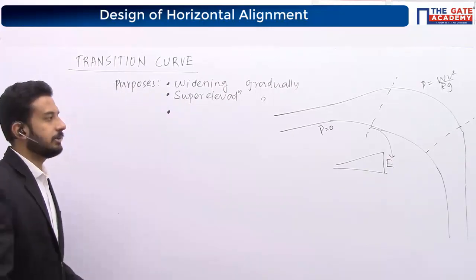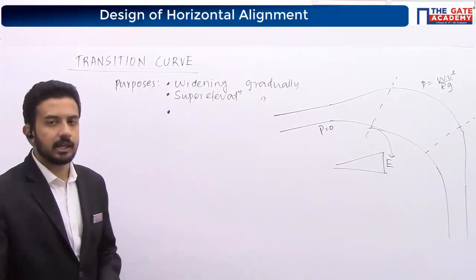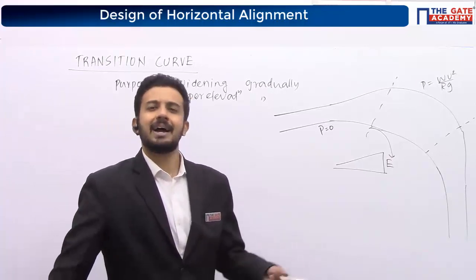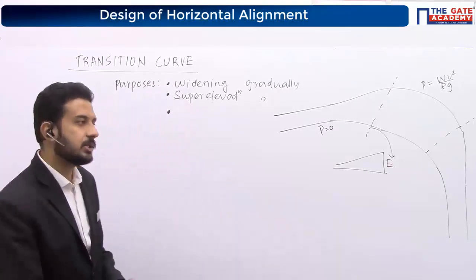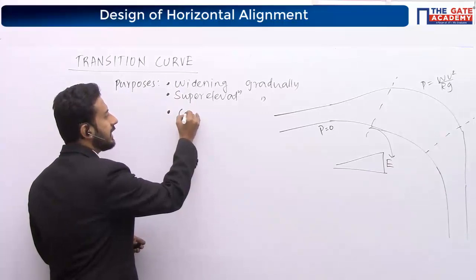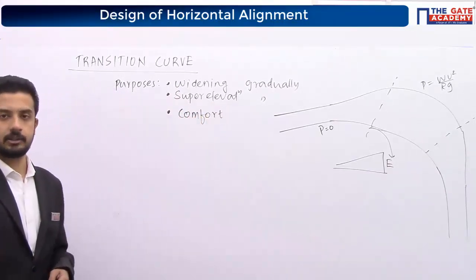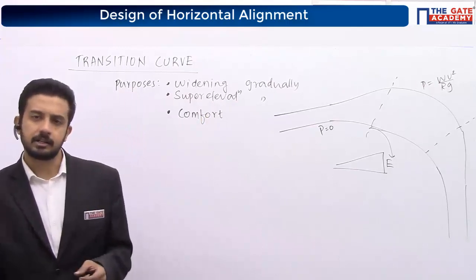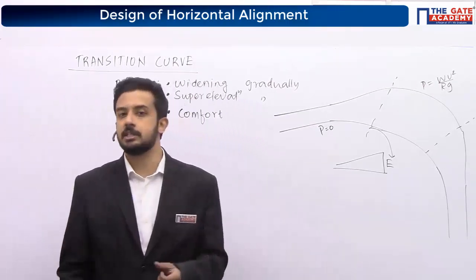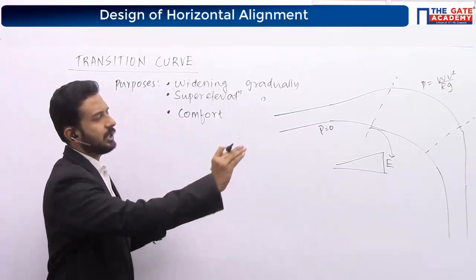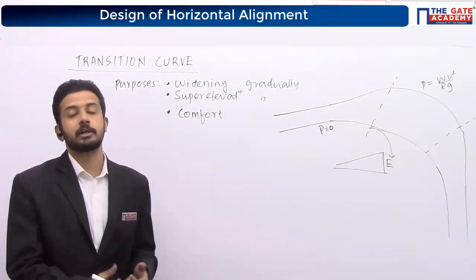The super elevation will be acting gradually only. What is the use of that gradually acting? The driver, or the passengers, will get more comfort. That's it. If it acts suddenly, you may be thrown like this from the seat. If some gradual change is there, then you will get more comfort.